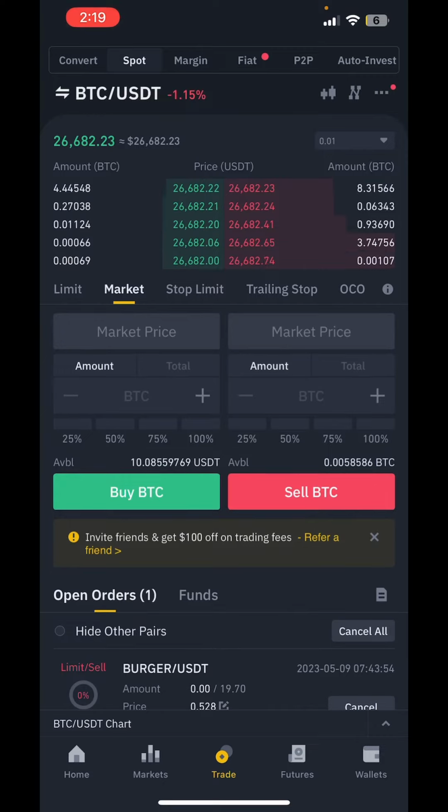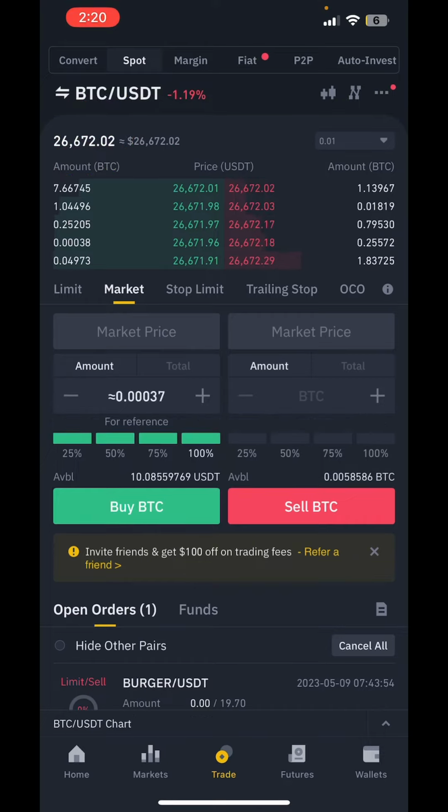When you click on market order, you are going to buy or sell Bitcoin at the particular price at $26,672. You are going to buy Bitcoin at that current price. So you just put the amount that you want to buy. So I'm buying $10 USDT worth of Bitcoin. You can either choose 100% of the amount you have in your wallet, or 50% or 75% of the USDT on your spot wallet. So when you click buy, you execute this trade at the current price of the market.